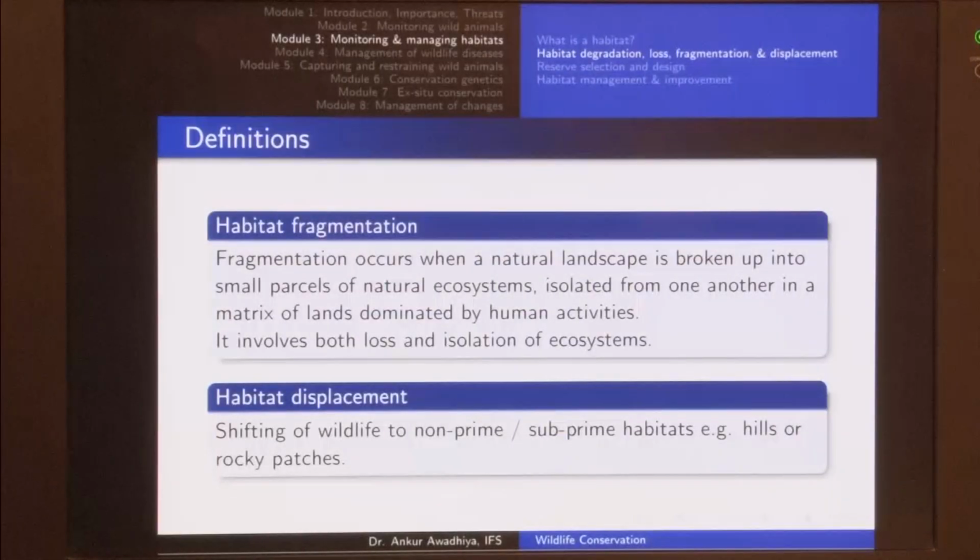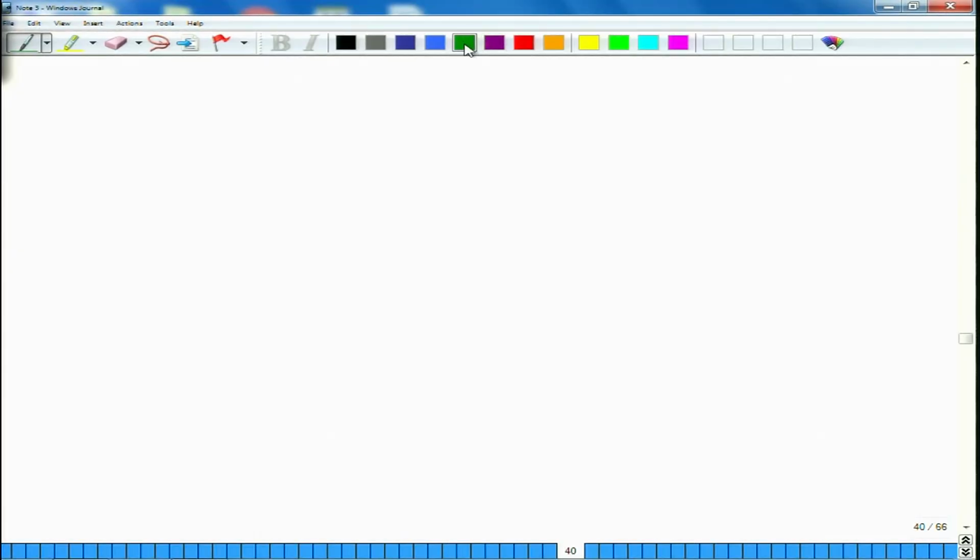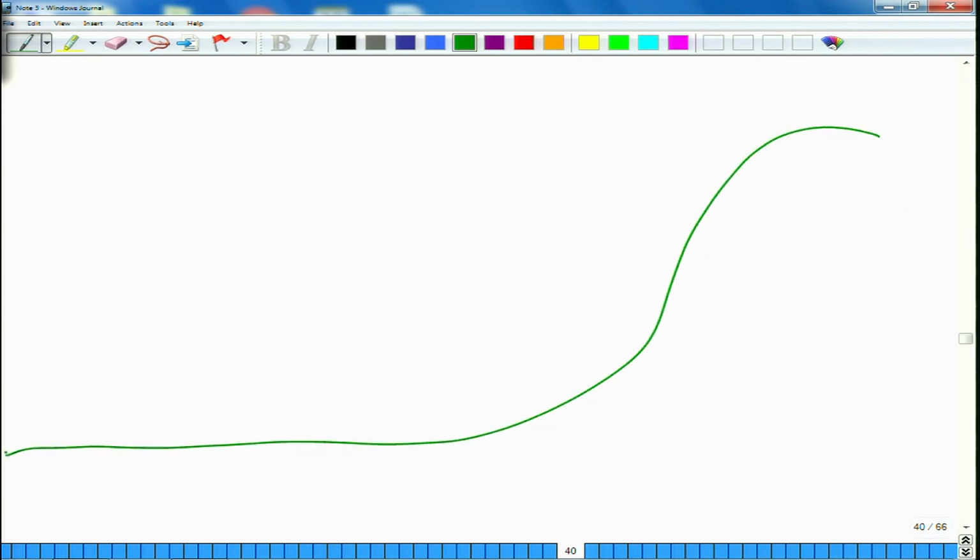Now, along with habitat fragmentation, we also observe habitat displacement. Habitat displacement is the shifting of wildlife to non-prime or sub-prime habitats such as hills or rocky patches. What happens in these cases is that earlier we had an area in which we had a hill and these grasslands. These areas have grasses, and in the case of the hills we would have a small bit of grasses and then some more trees.